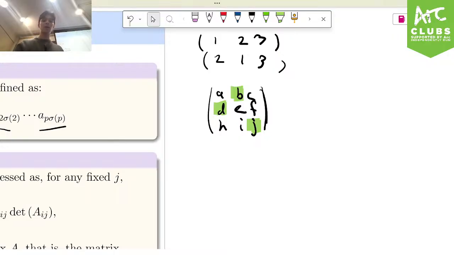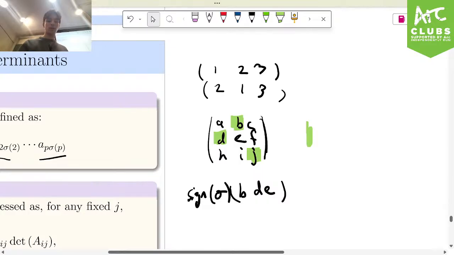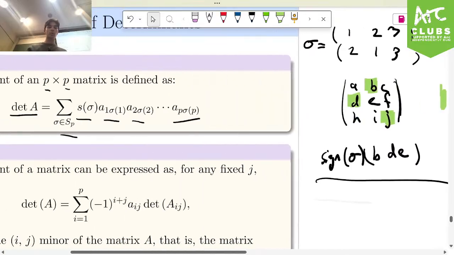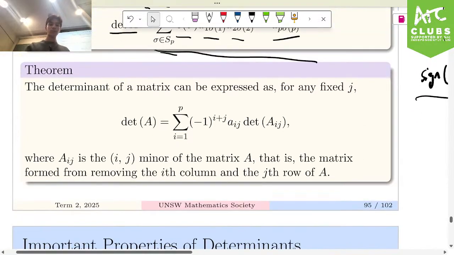Sorry, I think I misspoke there. What I meant was first row, second column, second row, first column, and then third row, third column, right? We take the product of these elements, B, D, E, right? And we multiply it by the sign of our permutation, where this is our permutation, right? And that's how we get one term of this sum. But we're going to be doing that across every permutation possible, right?